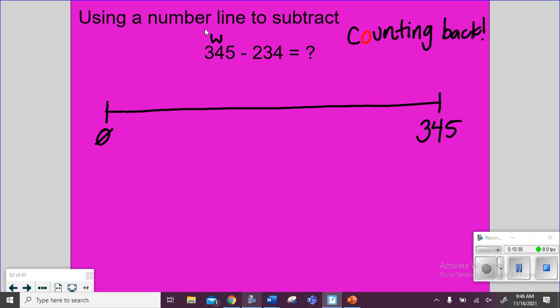I'm going to break that 234 into smaller chunks. Lincoln, what do you think? You want to do 200? Where did 200 come from? The 234. I broke this, and I know there's 200. I know there's a 30, and I know there's a 4. So far, so good?